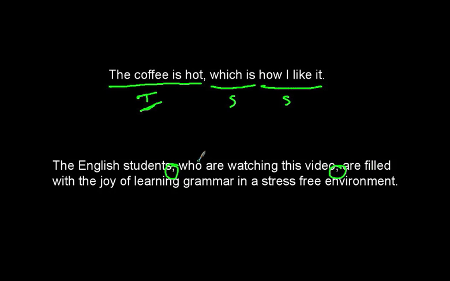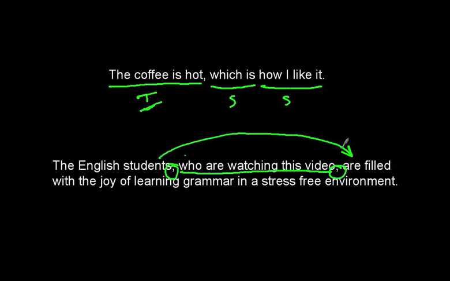Now in this case, it's because this subordinate clause is non-essential. And by non-essential, you can take it out of the sentence and it doesn't change the overall meaning of the sentence because this is the independent clause right here. The English students are filled with the joy of learning grammar in a stress-free environment.